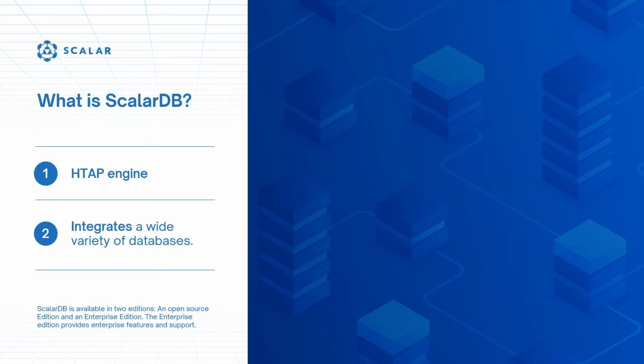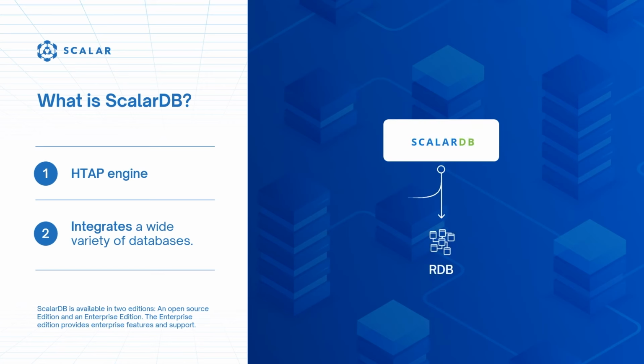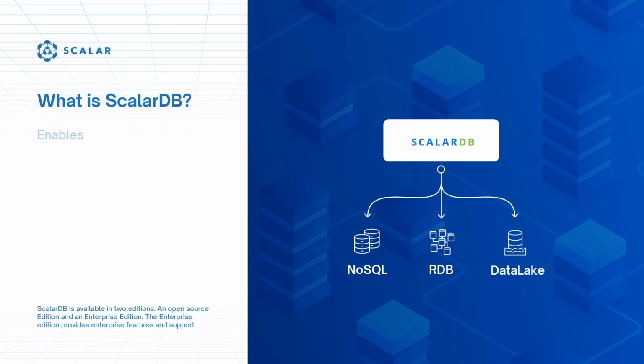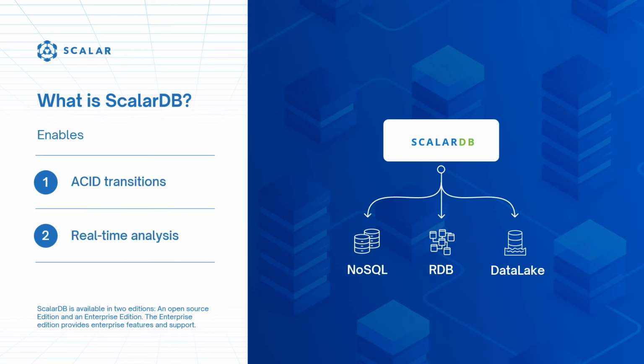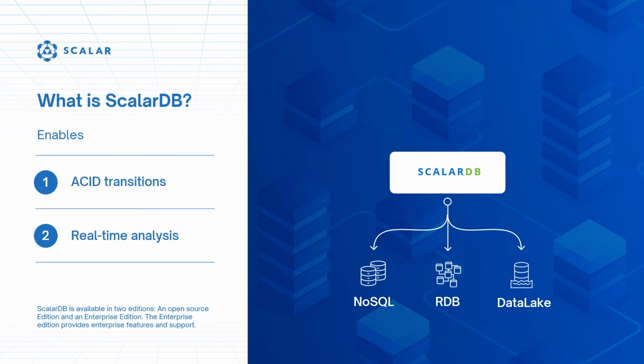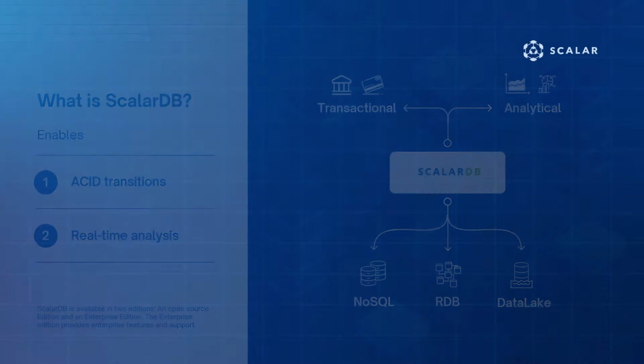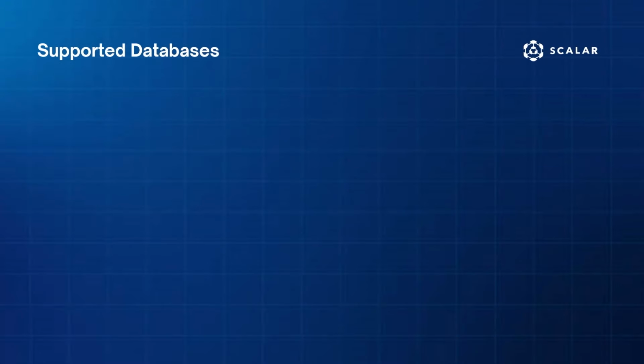It is a hybrid transactional analytical processing engine, or what we call an HTAP engine, for diverse databases that runs as middleware on top of databases. ScalarDB consolidates databases with ACID transactions and enables real-time analysis of your data, and we simplify the complexities of managing multiple databases. It enables ACID transactions and real-time analysis across multiple databases, including NoSQL, and even supports both NoSQL and relational databases working together. So what are some of our supported databases?